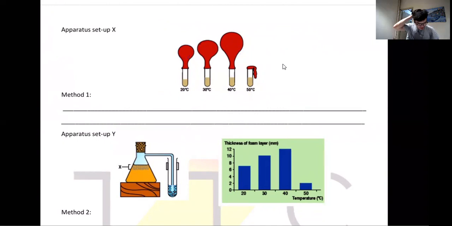How does this work? Write this: you determine the volume of CO2 released by trapping it, by collecting it in a balloon.